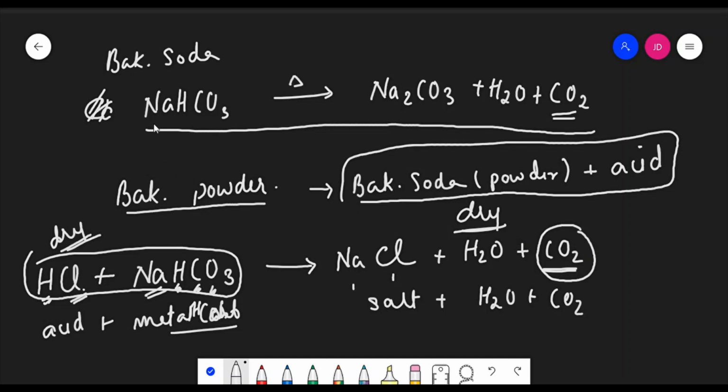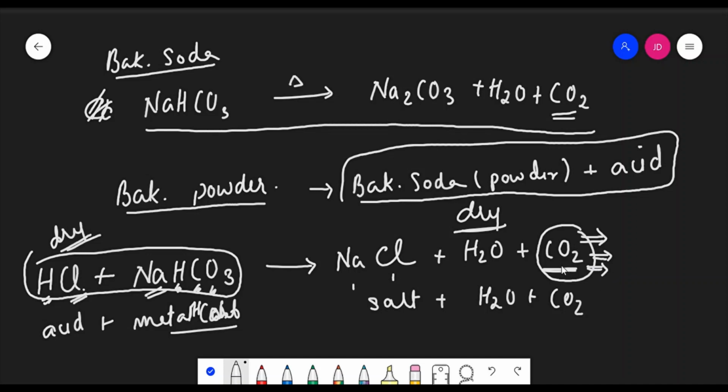So what is baking soda? NaHCO3. What is baking powder? It's dry baking soda already pre-mixed with some kind of dry acid. And because it is dry, the reaction is not taking place. But as soon as we use it to cook, we mix water along with it. When we mix water with it, the acid will now start behaving as an acid. The reaction will start to take place. So what will we produce? CO2 will be produced, and when CO2 is produced, whatever thing we're cooking will become fluffy or spongy.